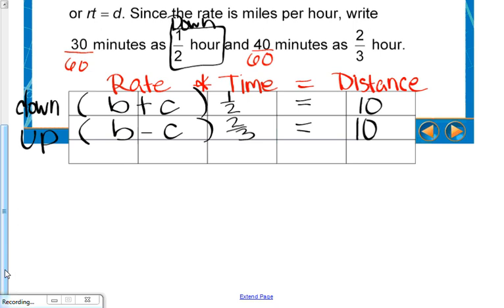Why am I subtracting? Oh, okay. So my mystery student was wondering, why are we subtracting? Can anybody tell me, why do we subtract the current when we're going upstream? Yeah, we're trying to isolate what our speed is, right?